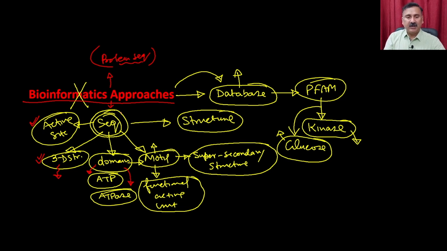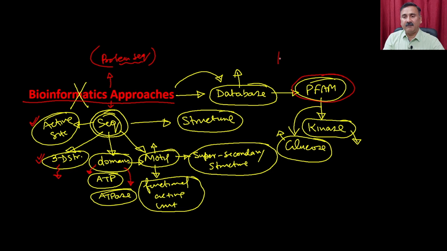Apart from that, you can take this sequence and put it into a database. For example, you can go through the PFAM database, and it is going to tell you whether this particular protein is a kinase, whether it has the binding sequences for binding glucose or not. So for example, when we're talking about hexokinase, if it is a hexokinase and you blast that into the PFAM database, it will say that it has a kinase domain, it will say that it has a glucose binding site and all that, and you can do that.